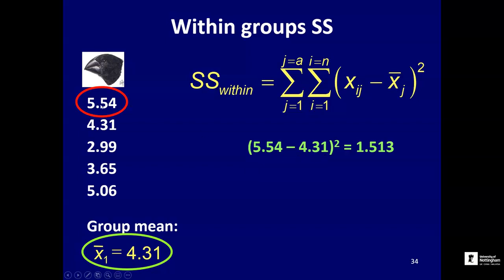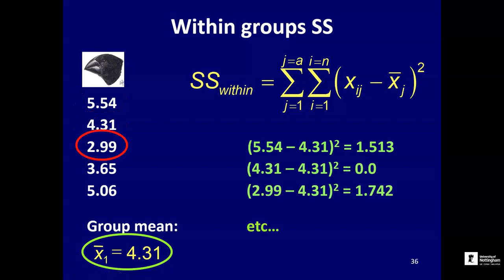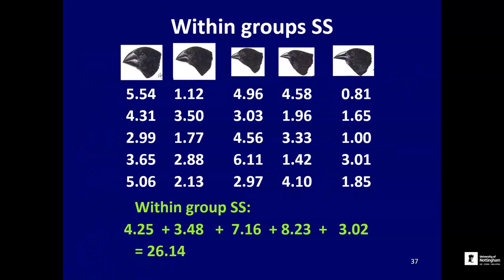So for the first data point, 5.54, we're looking at the difference between the data point and the mean, squaring it to get rid of the minus sign, and then adding it to the next one, and the next one, etc., etc. Just so happens that my second data point is identical to the mean, and therefore the difference is 0. So I top those up for all of my samples, and I end up with a within group sum of squares, which happens to be 26.14 in this example.